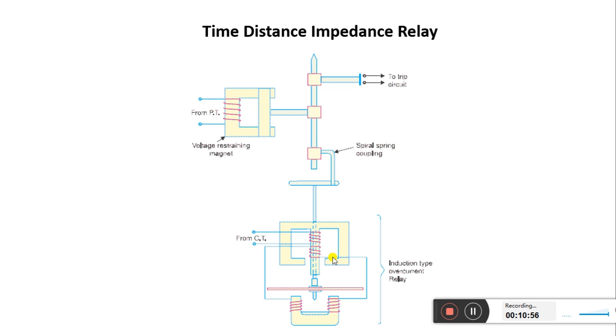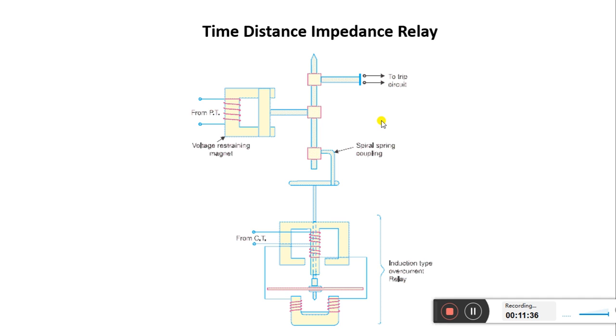Once this torque becomes greater than the voltage coil torque, the spindle will carry on rotating to the maximum angle against the spiral spring coupling, and this contact will become closed. So the command will be extended to the circuit breaker to trip it, so that the faulty element will be eliminated from the transmission line. So this is the overall structure of the time distance impedance relay.